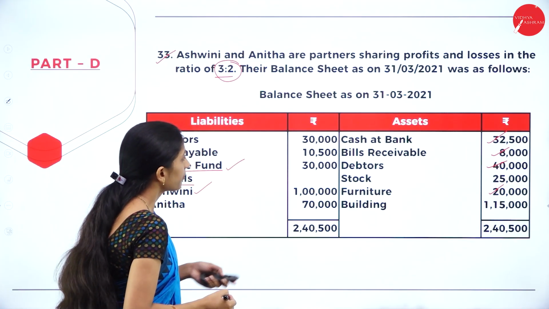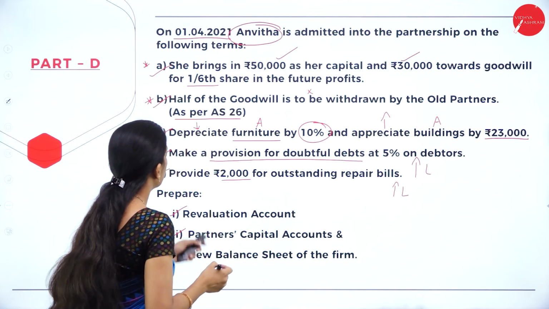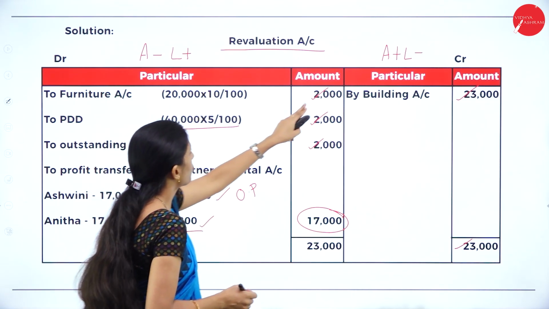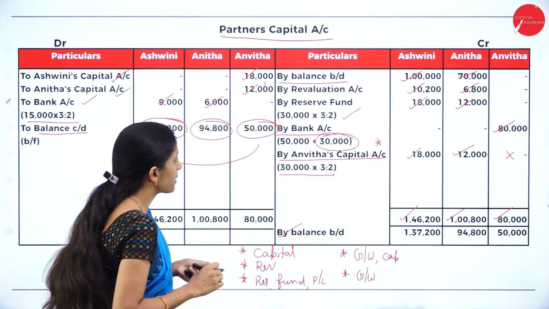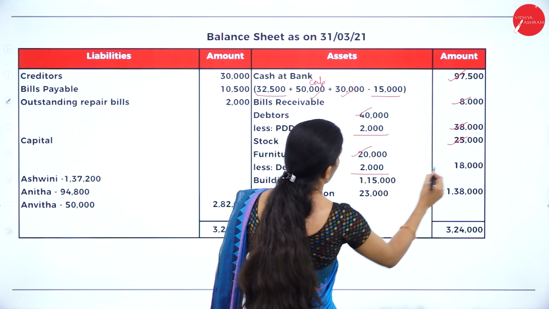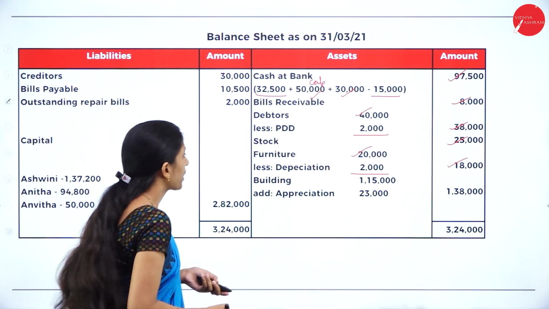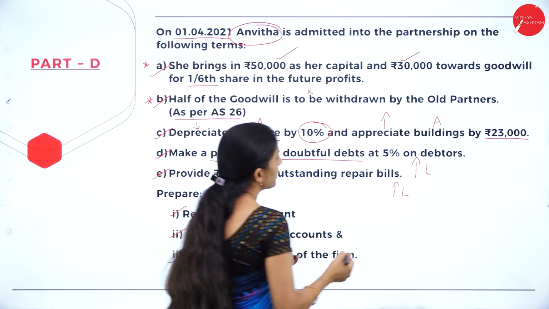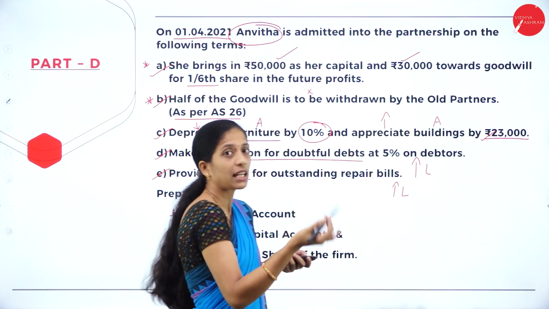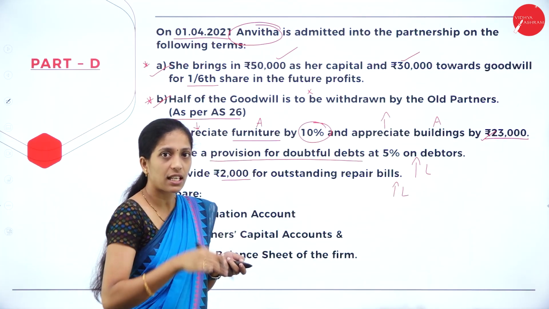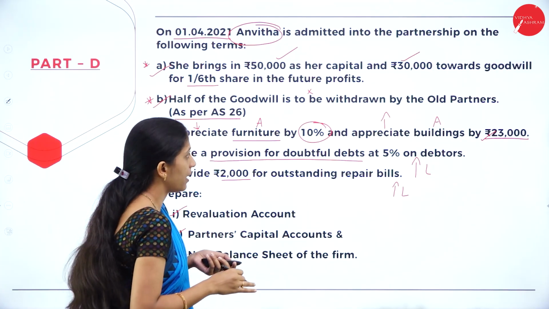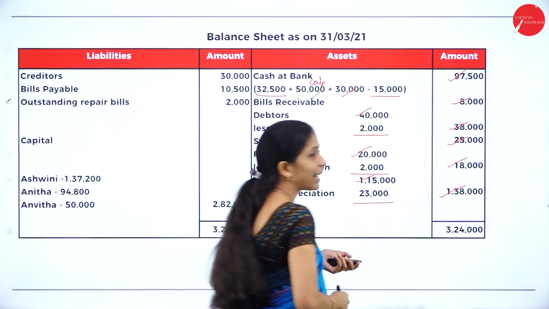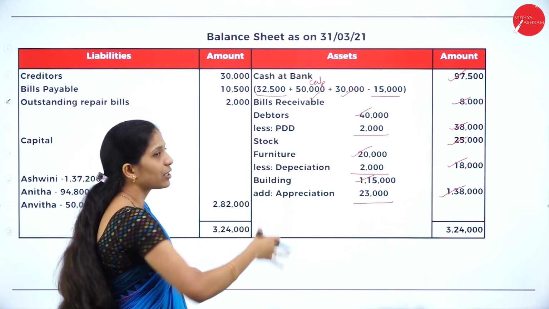Next we have furniture 20,000. I think we have a depreciation of 10%. So 10% in the sense how much? 2,000. So you have to minus that depreciation. Furniture 20,000 minus 2,000, it is 18,000. Next we have building 1,15,000, but we have an appreciation. How much? 23,000. It is increased. So add. If it is decreased, minus. If it is increased, add. So building 1,15,000 add 23,000, it is 1,38,000. So we are done with all the assets.